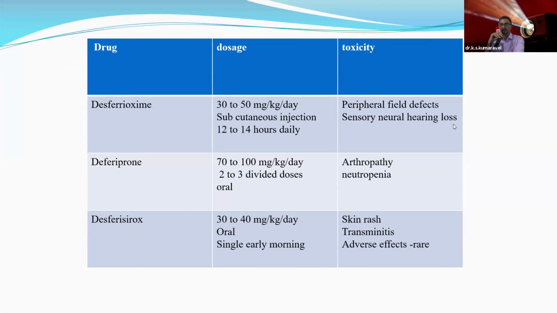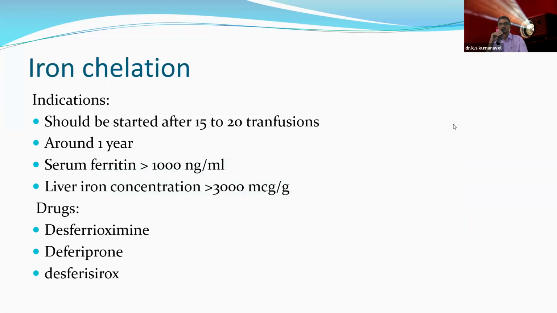Okay, when do you start iron chelation for a child? When the transfusions number more than 15 to 20, or when the transfusion exceeds 1 year, we can give, sir. Okay. The broad guidelines are these: it should be started after 15 to 20 transfusions, usually around 1 year or more, and serum ferritin should be more than 1000 nanograms per ml. This is a broad guideline for iron chelation.